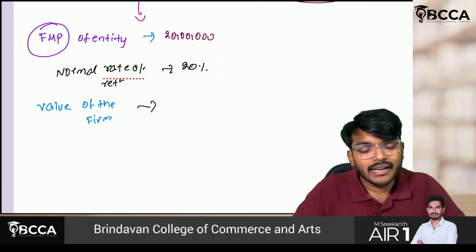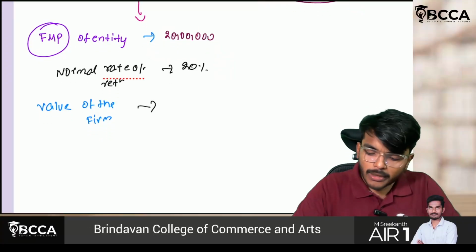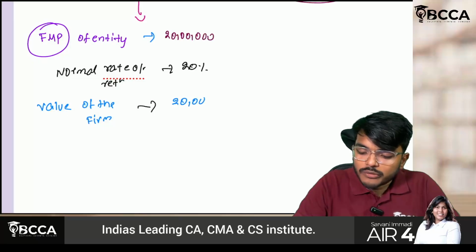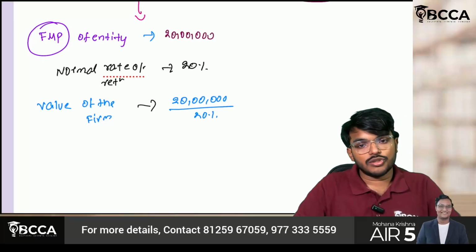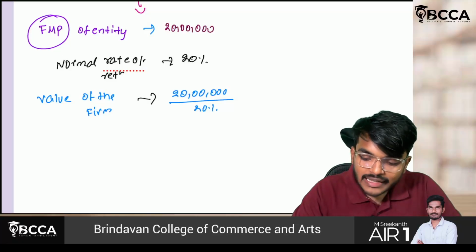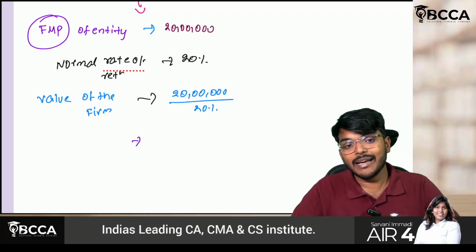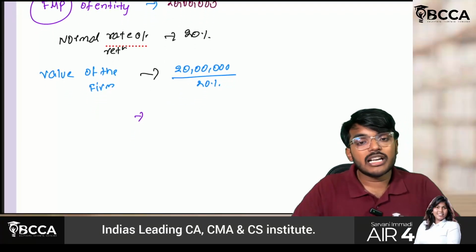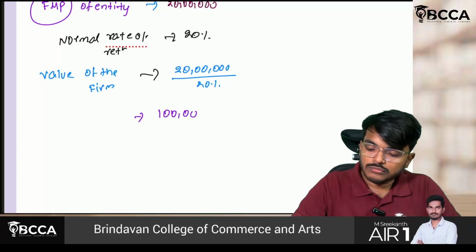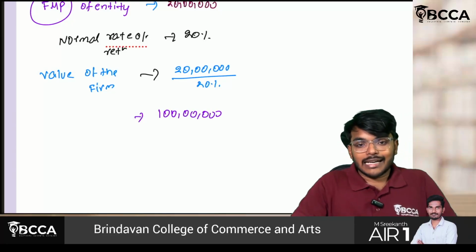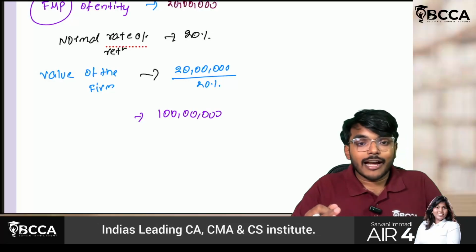Sir, how will I be getting this? It is very simple, Baba. You have to do 20 lakh rupees upon 20%. Can you confirm and tell me how much is the value which you will be getting if you do 20 lakh divided by 20%? The right answer is 1 crore. The right answer is 1 crore, which is the value of the firm.